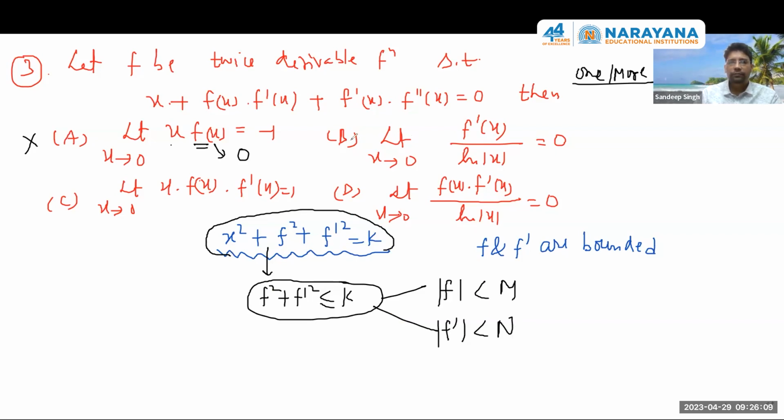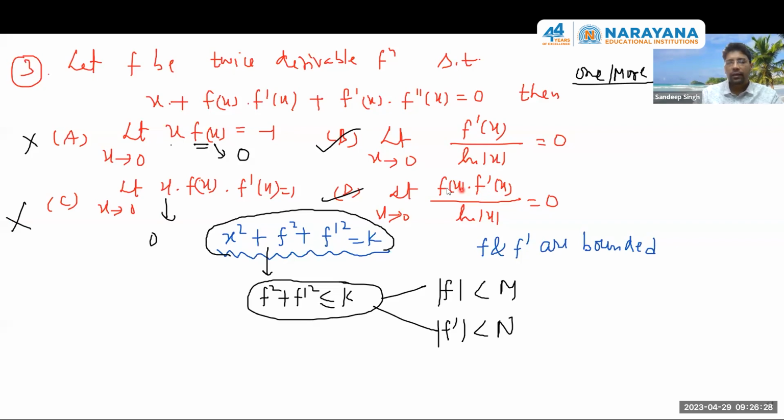So what about b? Is b correct? Yes sir. Yes, because what is f dash? Finite upon minus infinity. So this is 0. C is again incorrect, right? This will also be 0. D is again correct because both f and f dash are bounded.